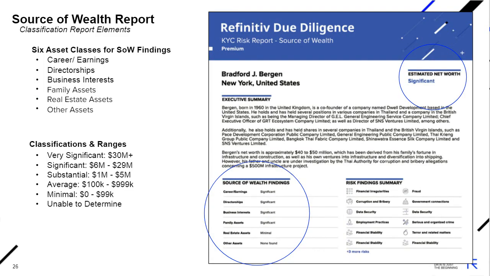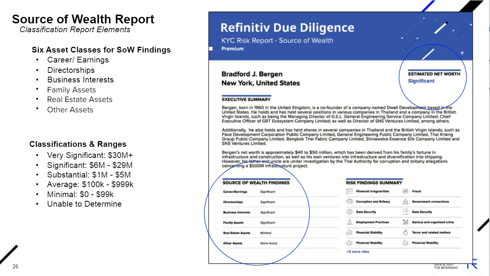Just for a closer look at the source of wealth report and how we're doing these classifications. We've broken it down to 6 asset classes in terms of source of wealth findings. So it's career and earnings, or enumerations, however you want to refer to that, directorships, business interests, which typically lie outside their career and directorships, but also can overlap to some extent, family assets, real estate assets, and other assets. Now, the way we thought about this is obviously these different asset classes have different meanings.